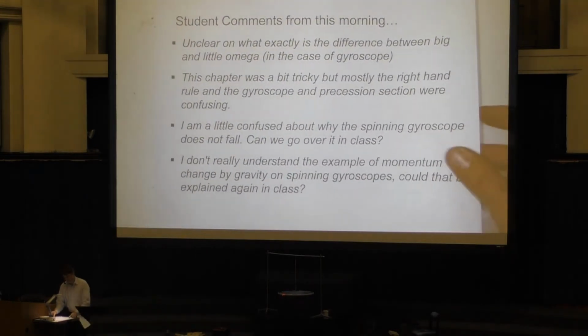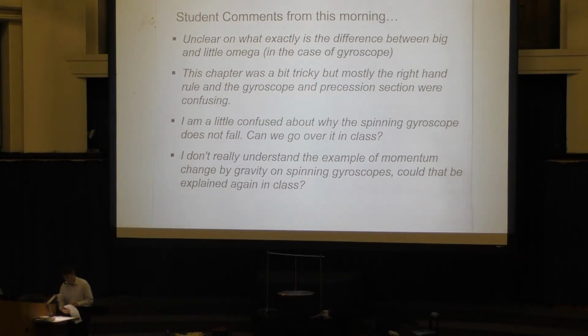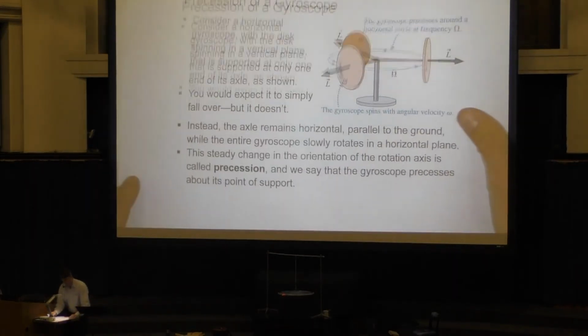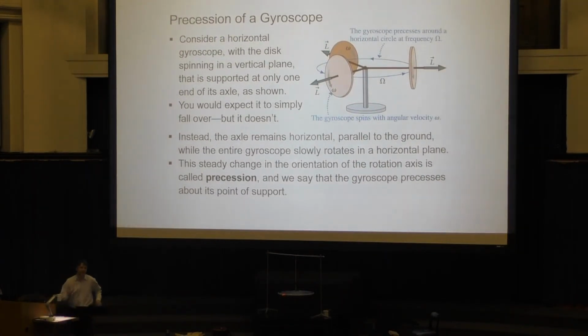Yeah, so this was this reading. Unclear on exactly what is the difference between big and little omega in the case of the gyroscopes. I'll talk about that. Again, right-hand rule, gyroscope and precession. Confused about the spinning gyroscope. Why doesn't it fall? So let's go over this really carefully. There are some end of chapter problems in chapter 11, and I'll go through some of those.